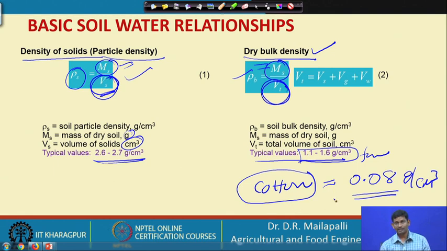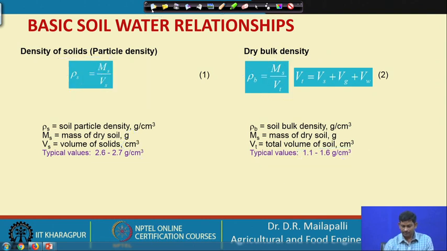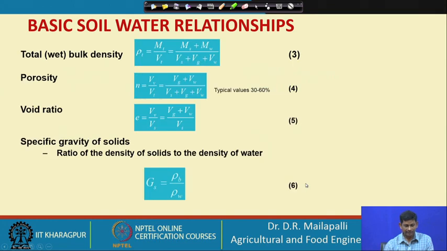So, this is the bulk, and see the density 0.08 is very light compared to here. If you put both in water, the cotton is generally going to float, whereas soil is going to sink. Okay, so in the next slide we are going to see the relationships basically.